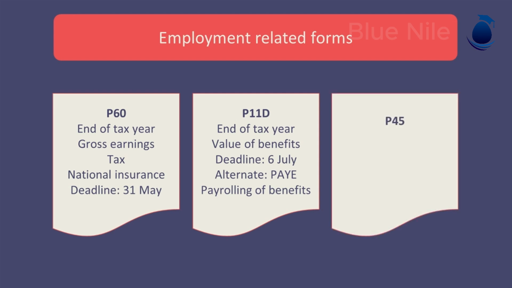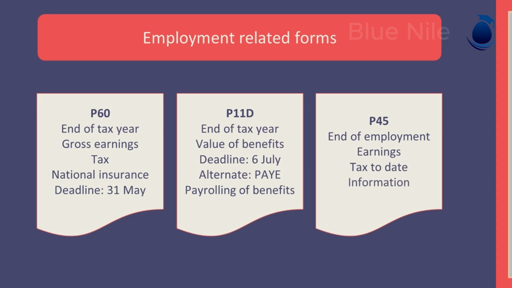The P45 is produced when an employee ceases to be employed for whatever reason. This is a summary of their earnings and tax deducted to date for the tax year in which the employment ends and provides the necessary information for the new employer.